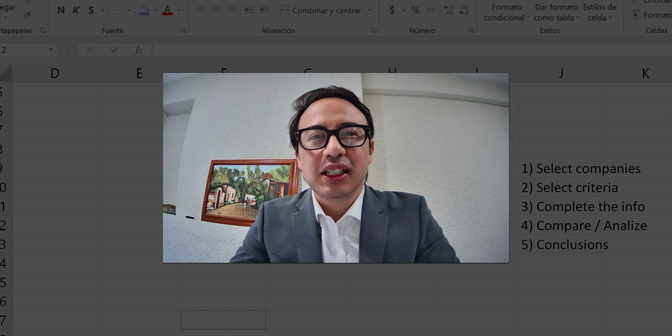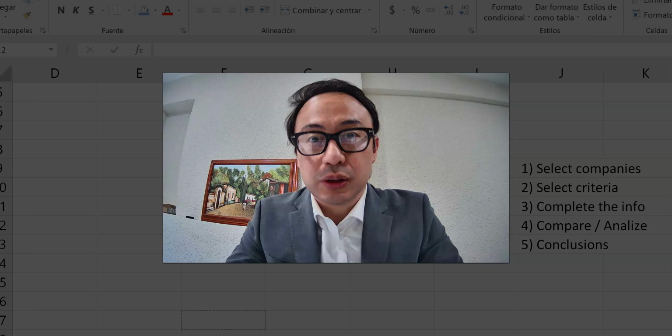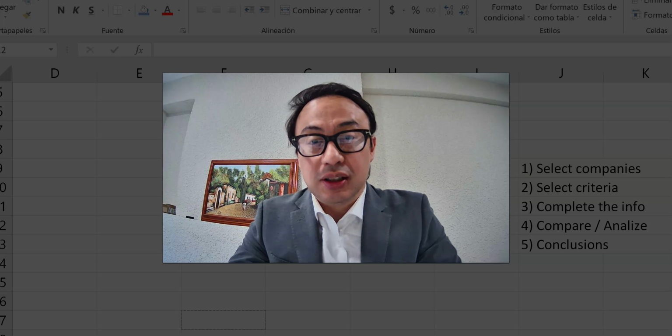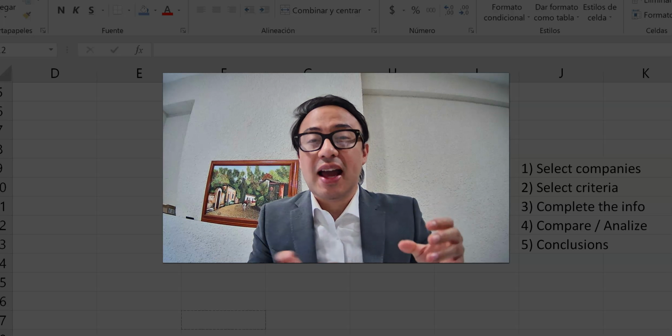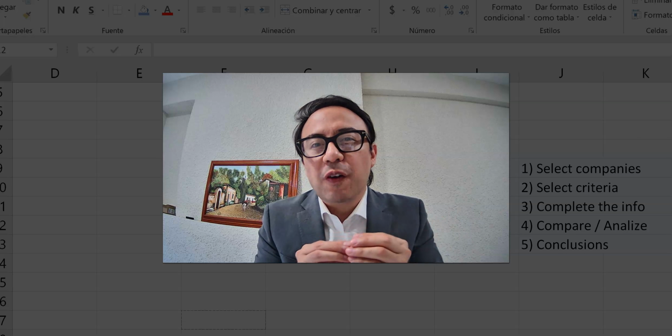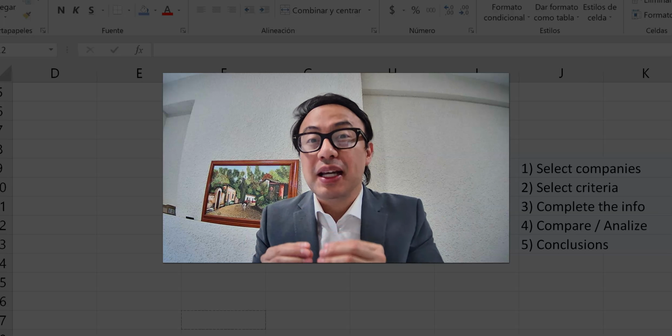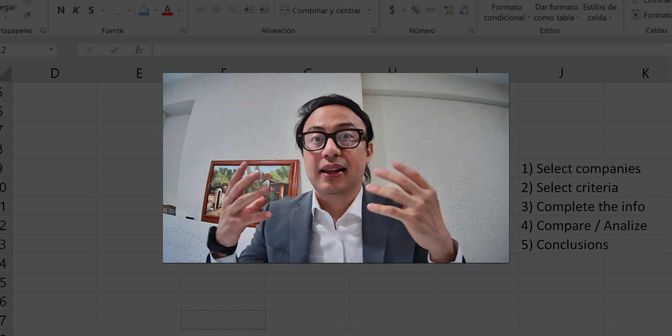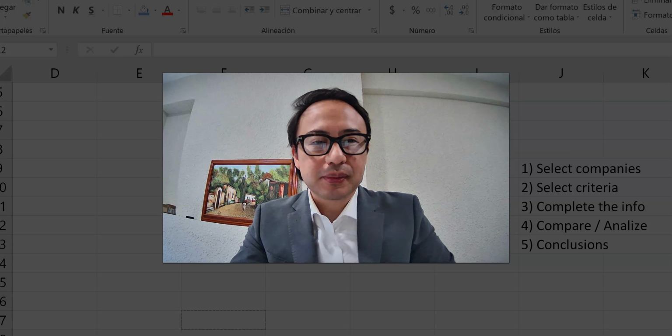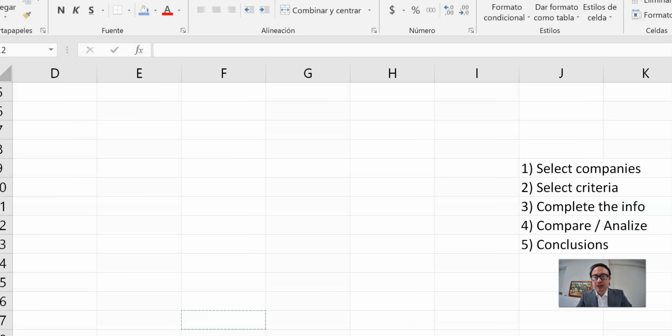A benchmark is a very useful tool to make a comparison among different companies and different criteria to find out what is the best practice or the trend in a market. In just 5 steps, we're going to learn how to do it.